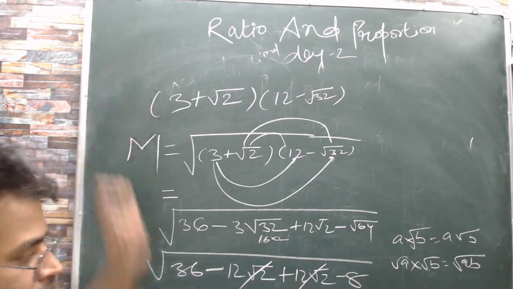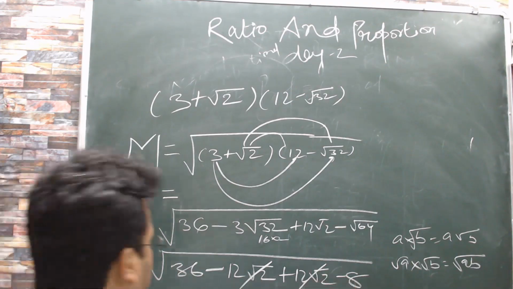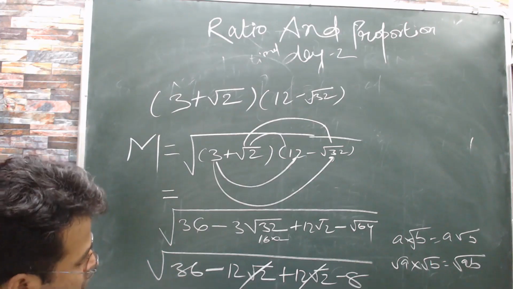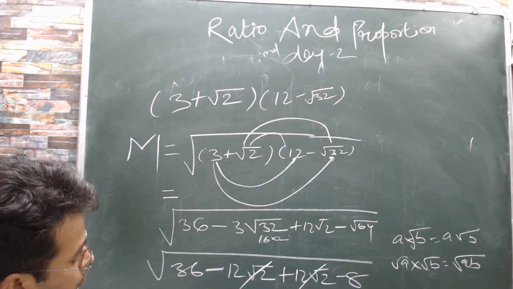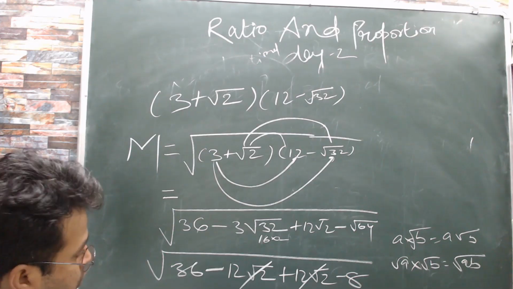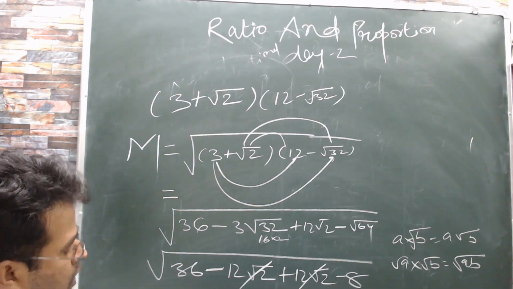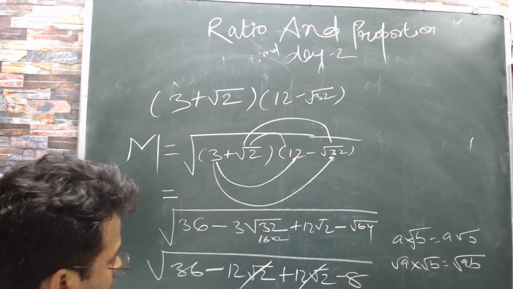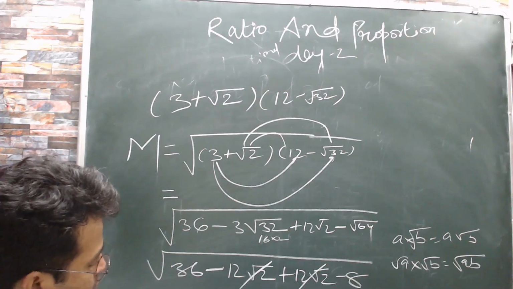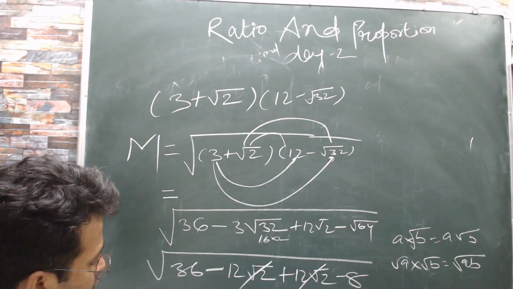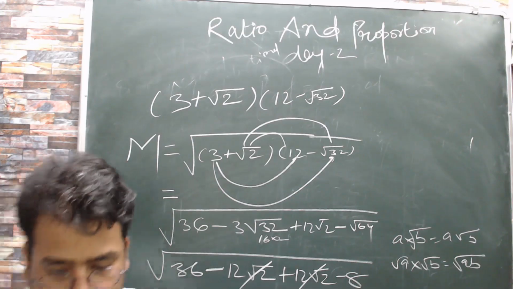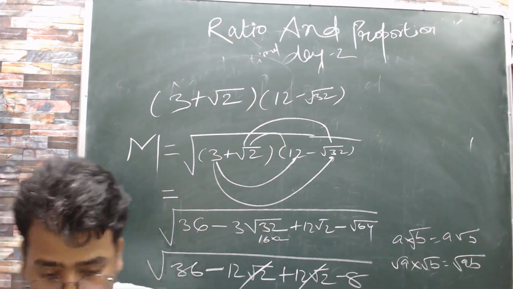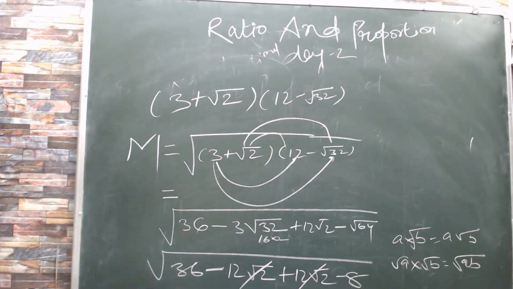This plus and minus, same thing, plus minus is cancelled. 36 minus 8, what do you have? 28. So how can you find the root of 28? You can write 28 as 4 times 7. Take out 4: the square root of 4 is 2 outside, and then you are left with 7. So this is your answer, right? So copy it and move to the next question.